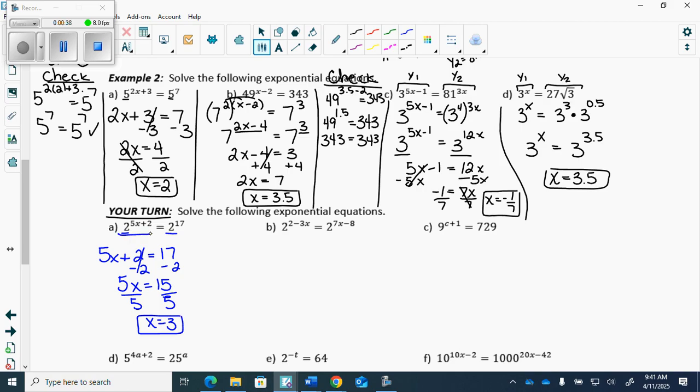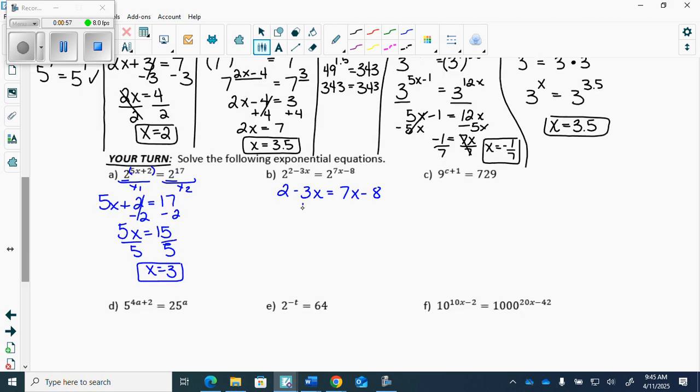Okay, y1, y2, go. You're checking it with your calculator. Y1, y2. Make sure if you have the TI-83s, you put that bad boy in brackets. So, this one, same base, so we get 2 minus 3x equals 7x minus 8. So we're going to add 3x. 2 equals 10x minus 8. Add your 8. 10x equals 10. Divide by 10. X equals 1. Y1, y2, go.